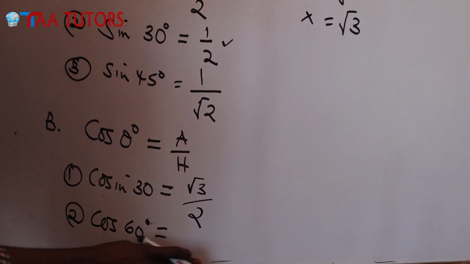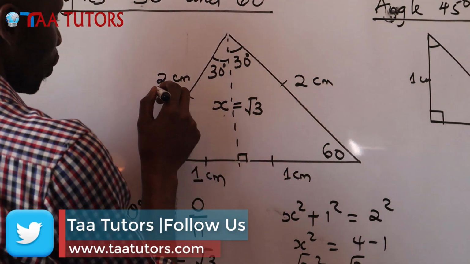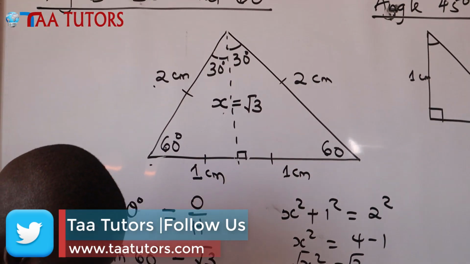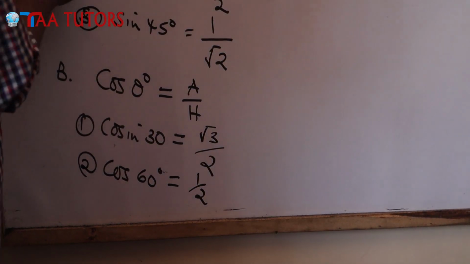Cosine of 60, this is 60. Cosine of 60 should be adjacent over hypotenuse, which is 1 over 2. So that is also very easy. You can also realize that cosine of 60 is equal to the sine of 30.